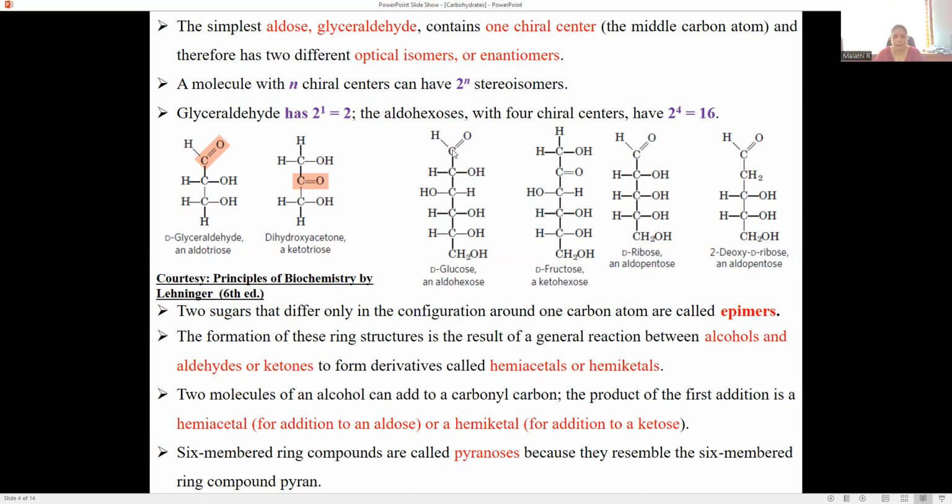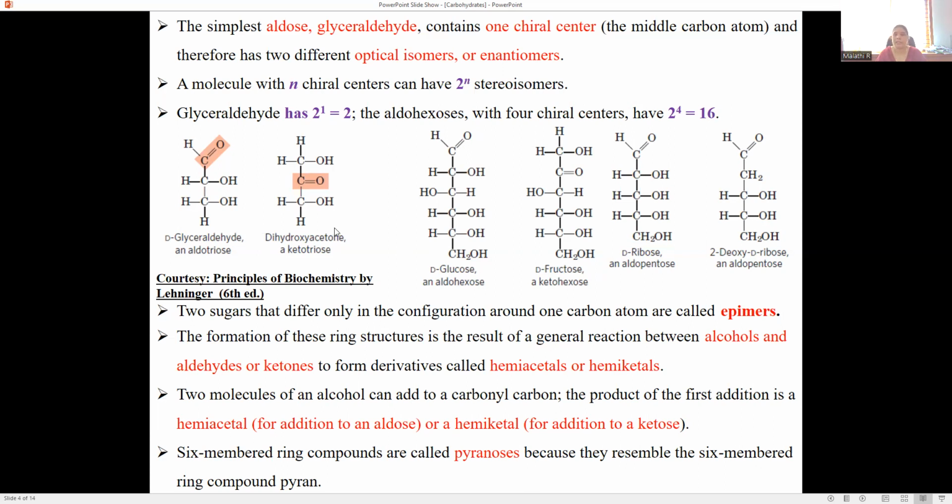In the case of glucose, 1, 2, 3, 4, 5, 6 carbons are there, so you call this a hexose sugar. And if it has 5 carbons, 1, 2, 3, 4, 5, as in the case of ribose, you have only 5 carbon atoms, so you call it a pentose sugar. Likewise, you have hexose sugar, pentose sugar, heptose sugar, and octose sugar. Like that, you will have different numbers of carbon atoms, and based on that, you will have different kinds of sugars. So the sugar's functional group also will change.